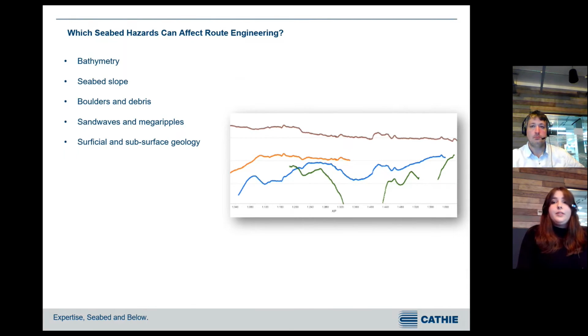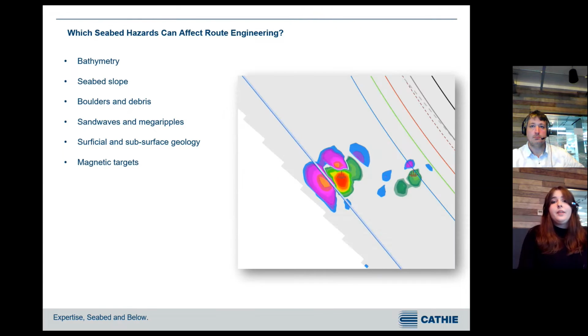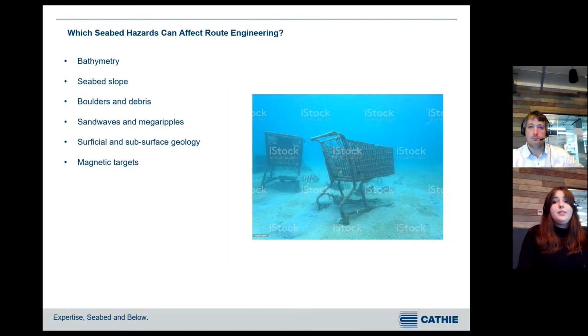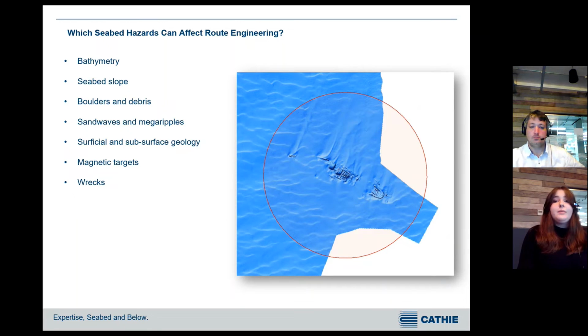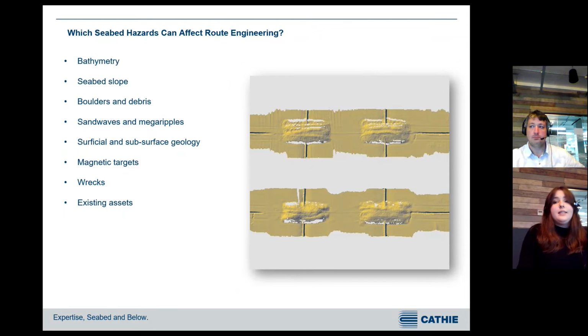Superficial geology. We typically avoid areas of clay and glacial deposits as they are much more difficult to install a cable into. Magnetic targets may be indicative of a potential unexploded ordnance or possibly just a metal object on the seabed. Wrecks may be a UXO risk, but can also have an archaeological significance. And existing assets. The crossing of existing assets may need to be considered if they are present.